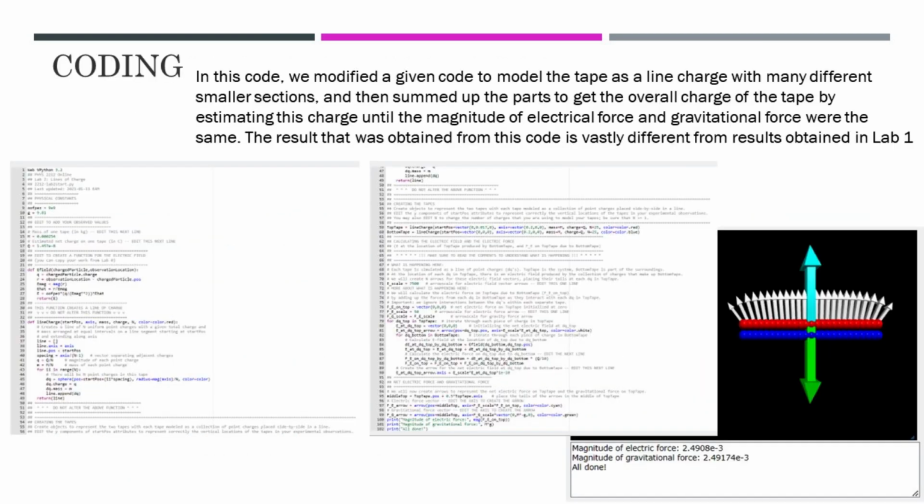In this code, we modified a given starter code to model the tape as a line charge with many different smaller sections, and then summed up the parts to get the overall charge of the tape by estimating this charge until the magnitude of electrical force and gravitational force were the same. The result, as far as the actual charge goes that we estimated, is vastly different from the results of charge that we obtained in Lab 1.